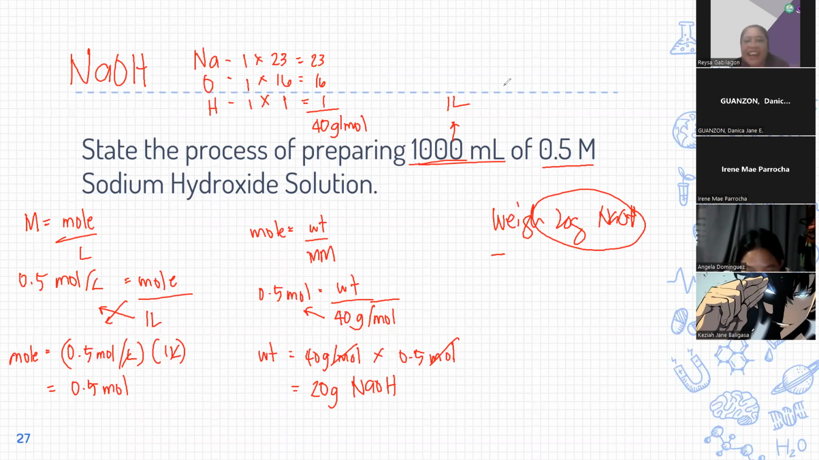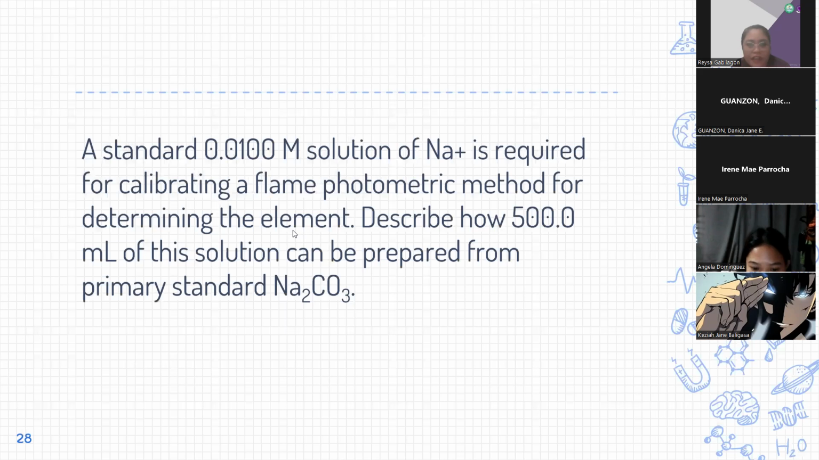Sige, kindly check your answers to see where in your computation you made a mistake. But the answer is 20 grams. So the others were correct, it's 20 grams. Kindly remind me about the recordings, if ever I fail to give them.